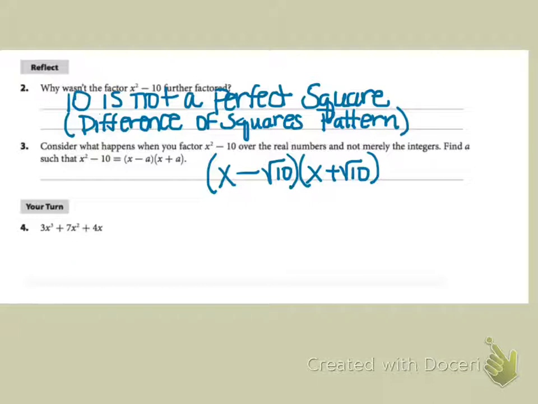Let's try one more. Actually, this one is going to be a your turn question. And so I want to have you pause the video and give this one a try. Try to factor it as far as you can go. So keeping in mind that you may have to use either the easy or AC method to factor once you take the GCF out. So pause the video now and give this one a try.